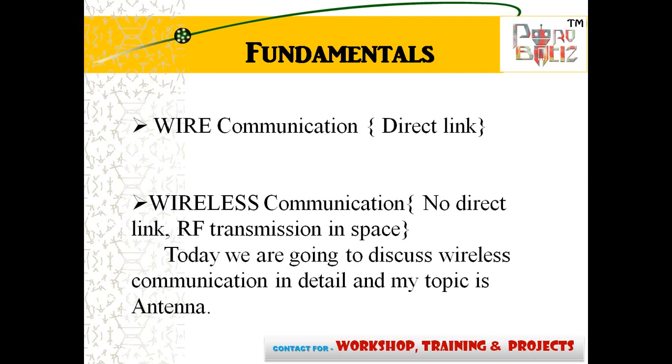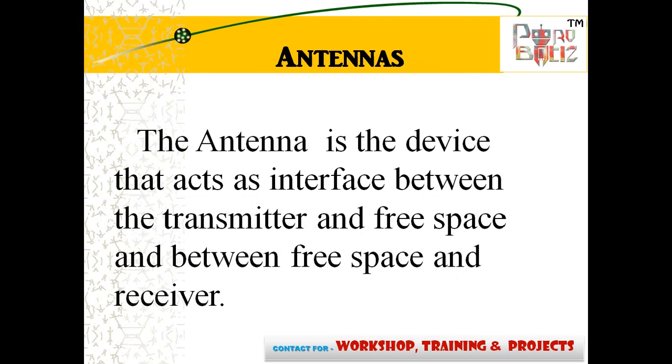Fundamentals: there are two main topics in transmission line, that is, wire communication, a direct link, and wireless communication, that is, no direct link, through RF transmission in free space. Today we are going to discuss wireless communication in detail, and my topic is antenna. What is meant by antenna? The antenna is the device that acts as an interface between the transmitter and free space and between free space and receiver.